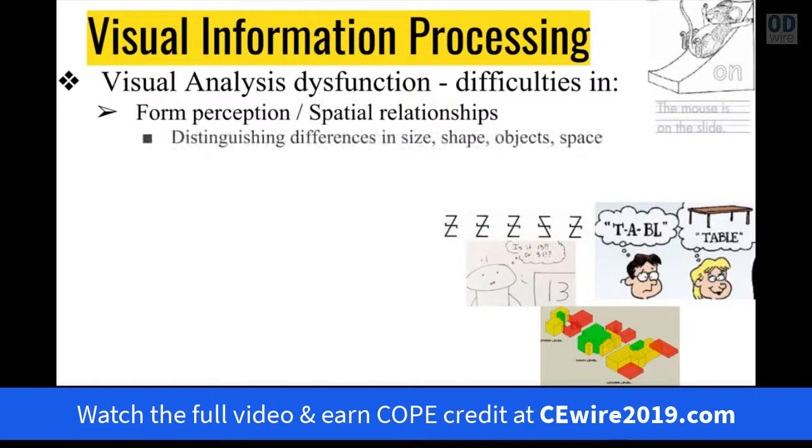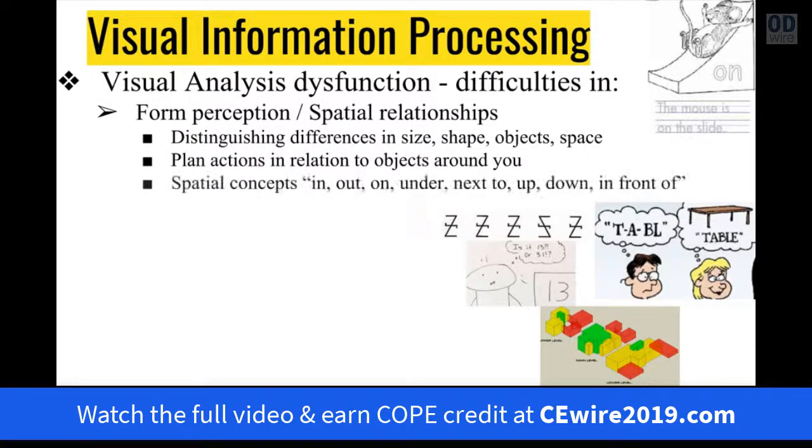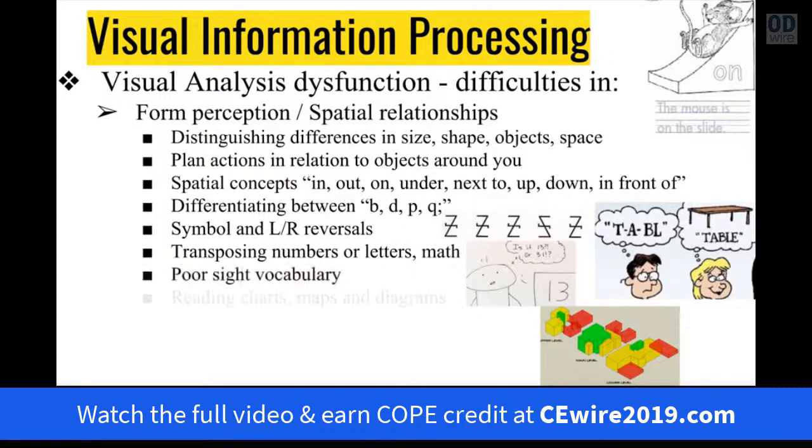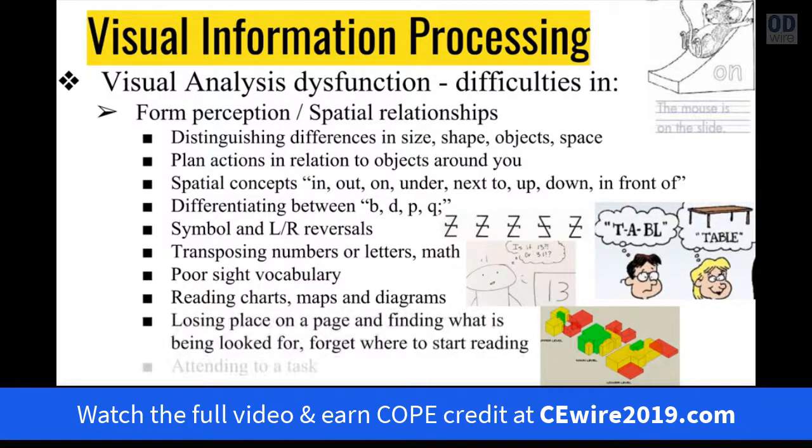For form perception and spatial relationships, difficulties are going to show up in spatial concepts like in, out, up, down, in front of, reversals of symbols and right-left reversals, poor sight vocabulary, losing your place in the page, attending to a task.